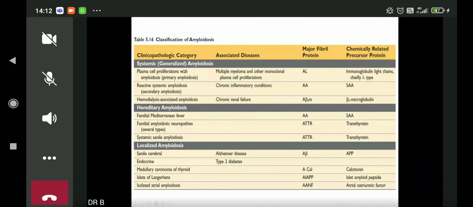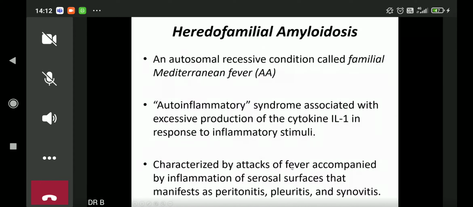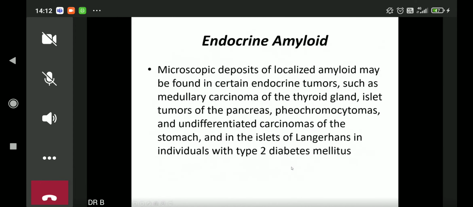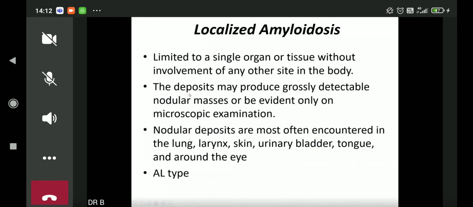So we are done with systemic, we are done with hereditary, and we now come to the localized forms. What are the localized forms of amyloid? As the name suggests, it is limited to a single organ or tissue without involvement of any other site. The deposits may produce grossly detectable nodular masses. These nodular masses can be deposited in the lung, larynx, skin, urinary bladder, tongue, and around the eye. When asked what is the type of amyloid, it is the AL type of amyloid.